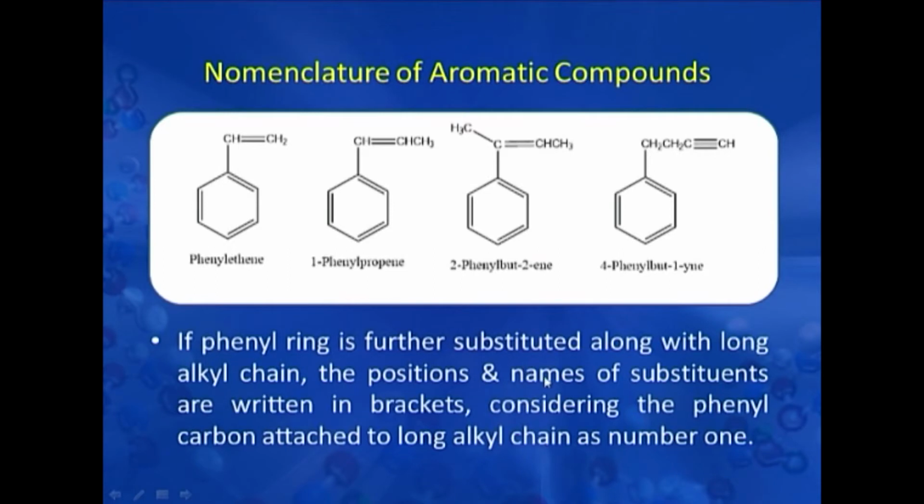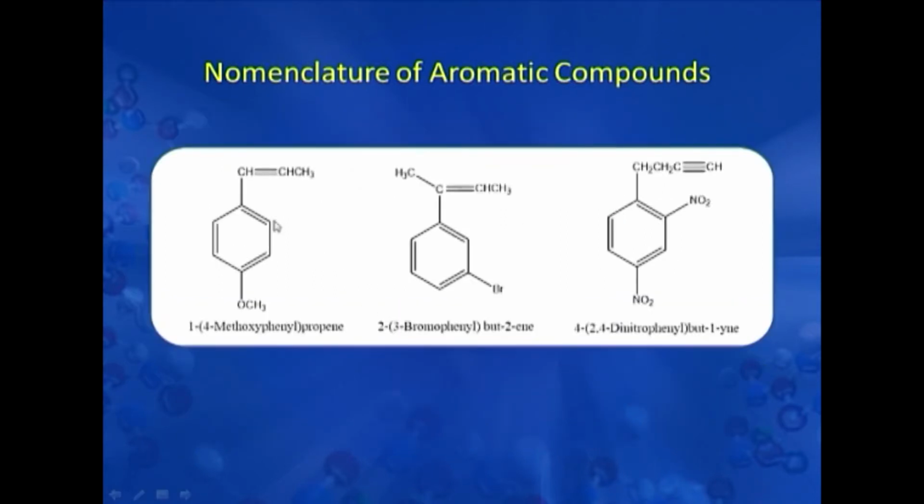So we will here also consider the parent chain as the long alkene chain and phenyl as a substituent. Now let us see how this happens. See here there are 3 carbons on the chain. So this is a phenyl substituent, but now here there is also another group, a methoxy group. So this phenyl ring is now substituted. So how to name it?